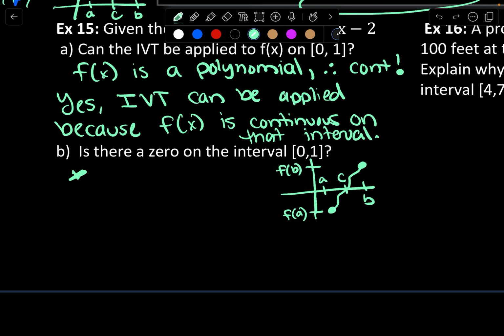In order for that to happen, f of a would have to be a negative output, and then f of b would have to be a positive output, or vice versa. If the function was decreasing, the roles would be switched. So whenever we're finding a 0, you test the endpoints.